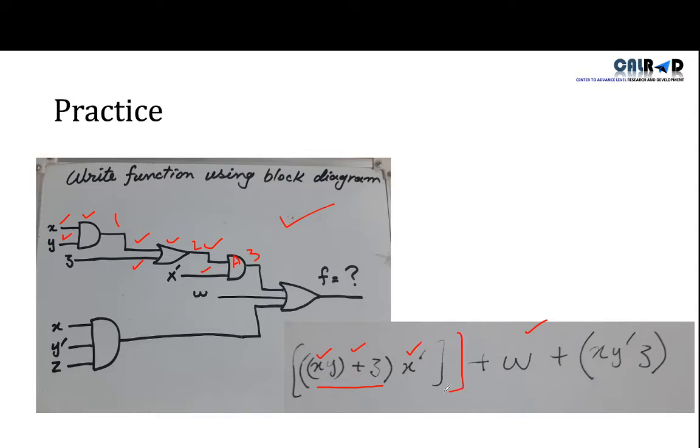Now we have one function here, and the last gate is there, that is an OR gate, and we have 3 inputs. This input we already know, this input is W, and this input will be derived from this AND gate. So on this AND gate it will be X into Y dash into Z. So this is the third input. So we write this first input and we write our second input and plus our third input, that is X, Y dash into Z. So this is the final equation from this diagram.